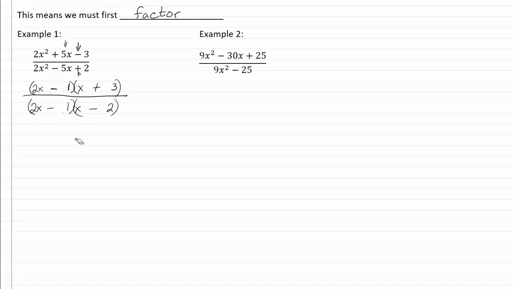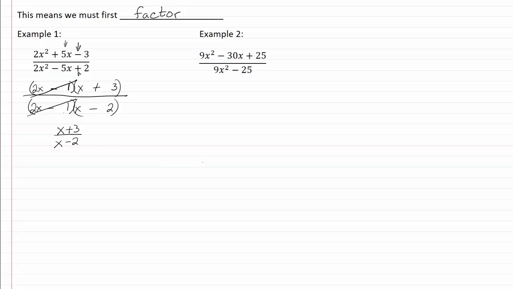I'm now ready to reduce. I'm going to divide out the common factors, meaning I'm just going to cross off anything that's in common. 2x minus 1 is in common, so those go, leaving me with just x plus 3 over x minus 2. You might be tempted to cross off the x's, but you have to remember the x's are not factors, they are terms. We cannot cross off terms, we can only cross off factors.